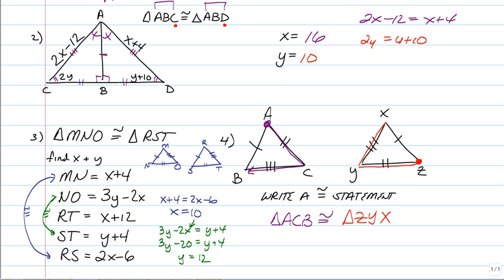And you could do any order that you want. If you wanted, you could have said that triangle ABC is congruent to triangle, and then that would be ZXY. Really, it all depends on what you want to pick.